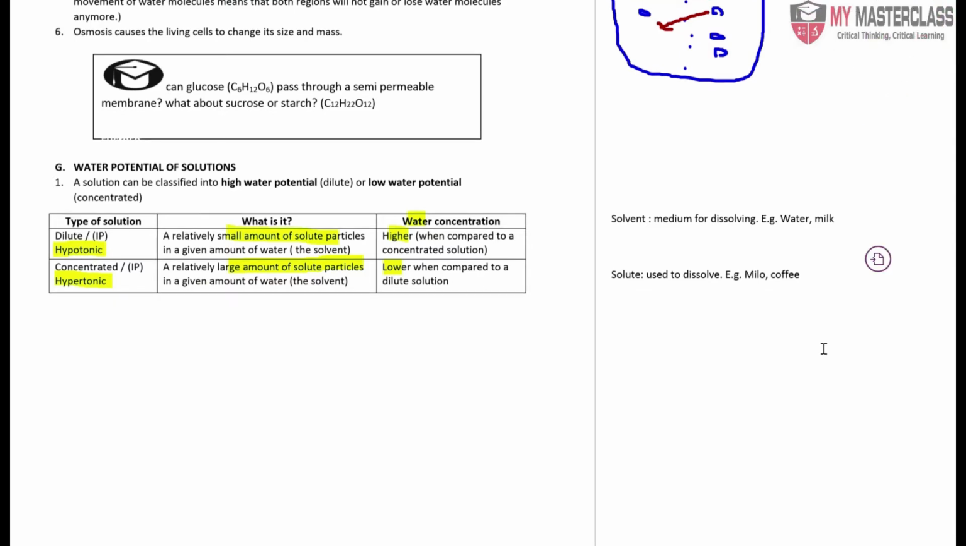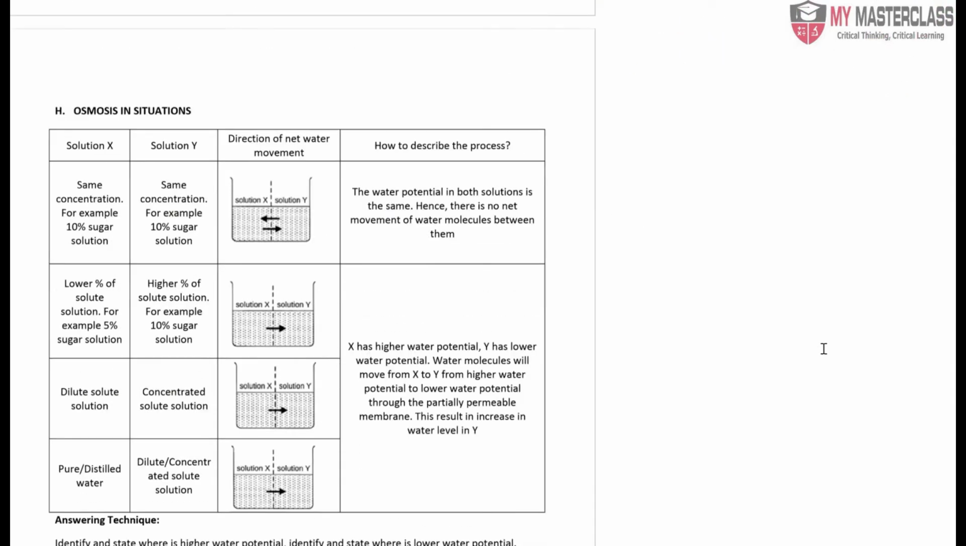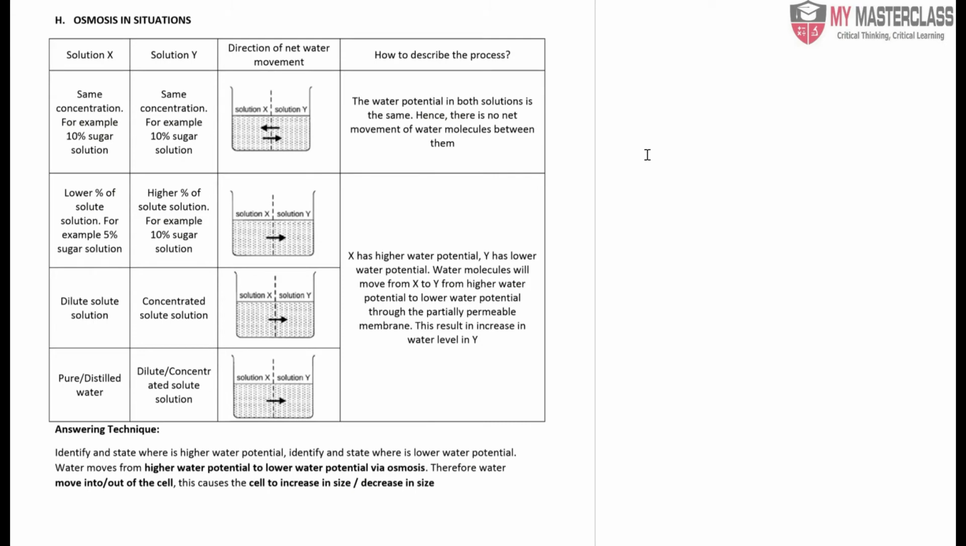Now, moving on to the next part here. So osmosis, when it takes place under these situations, how do you describe the processes themselves? When I have got the same concentration in both X and Y, the same percentage, 10% sugar here, 10% sugar here, which means my water concentration will be 90% on both sides. So there will be no net movement. The movement of the water molecules will be the same to the left and to the right, and therefore I have got no net movement.